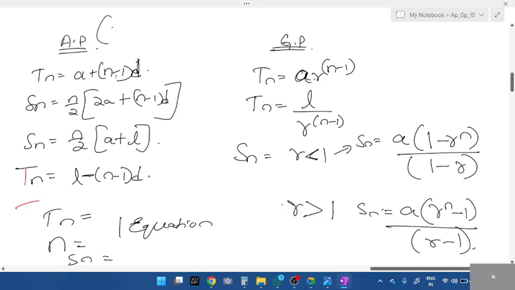For AP, addition or subtraction? I mean, not addition or subtraction. We subtract the second term minus the first term, students. Second term minus first term.